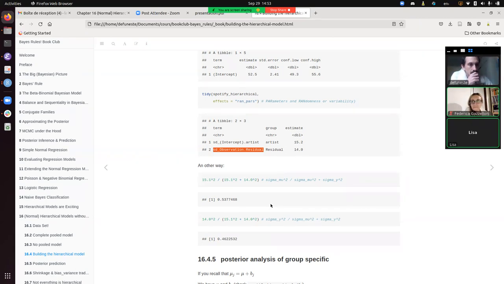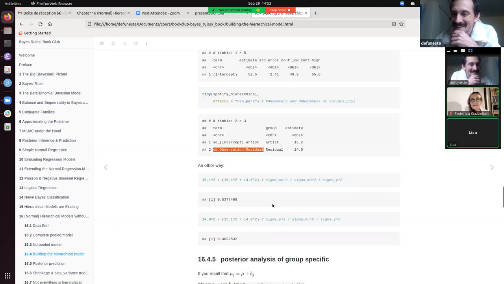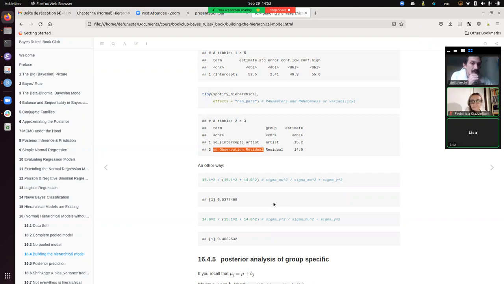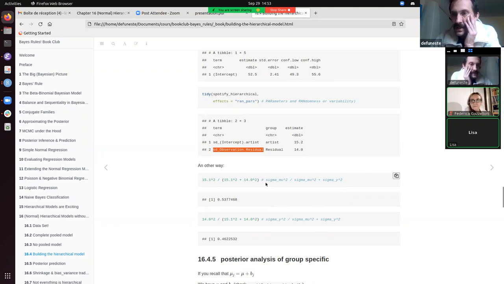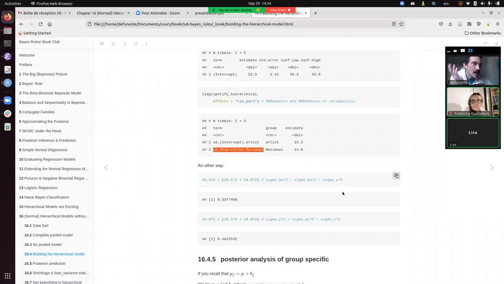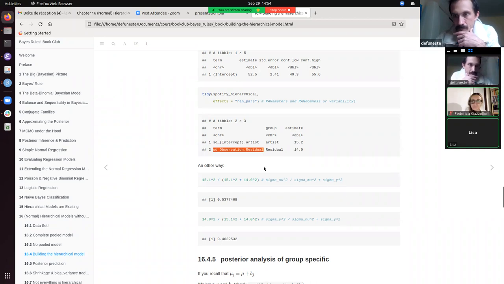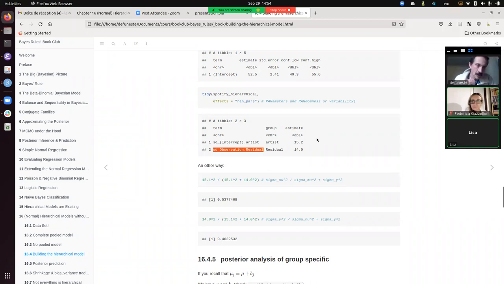So if you have something like that, would one ever opt to go back to the complete pooled model, if the variation within artists is bigger than the variation between artists? But not too much. For example, if we have way more variation between songs than between artists, what's the point of having artists? Right, I agree with you. They said that also in the book, with a small example.